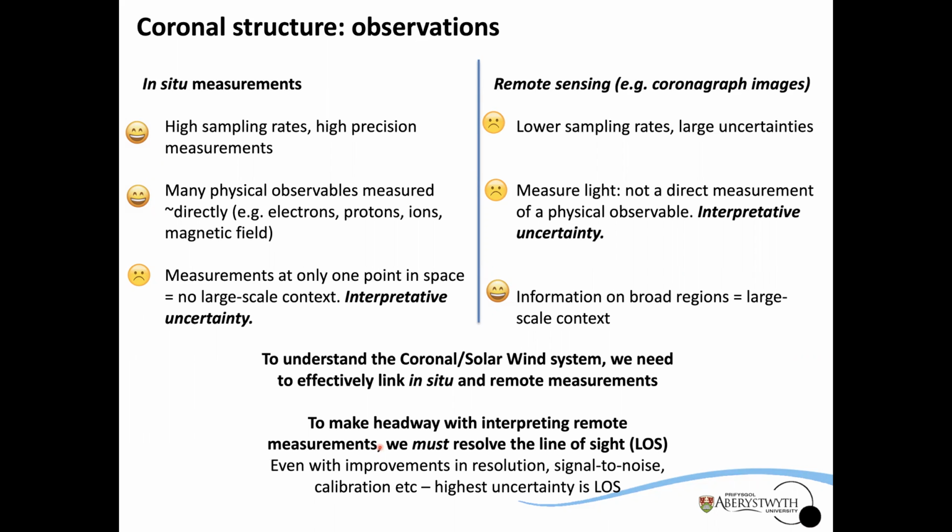And to understand the coronal solar wind system, we need to really effectively link the in situ with the remote sensing. And to make further headway with interpreting the remote measurements, we really must resolve the line of sight. So what I mean by this, even if you have huge improvements in instrumentation, in resolution, signal to noise, calibration, etc., you still have this intrinsic line of sight uncertainty.